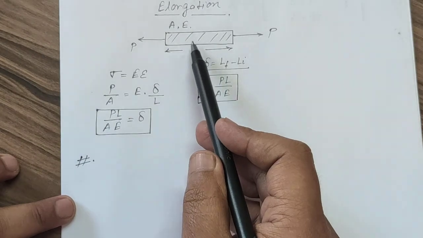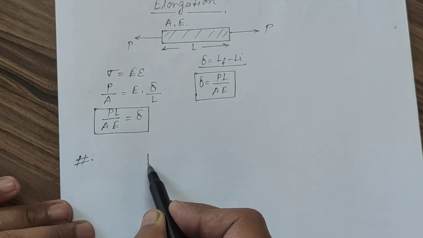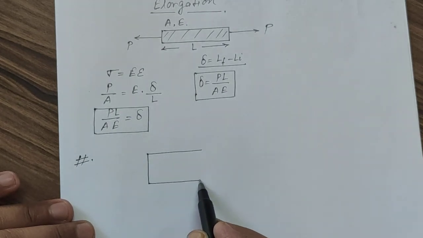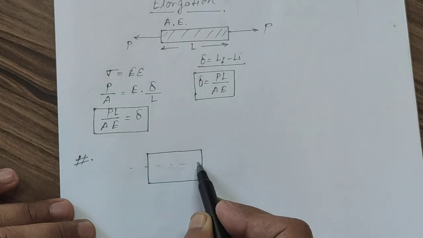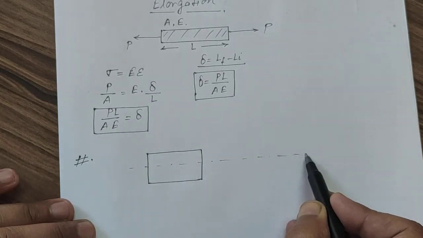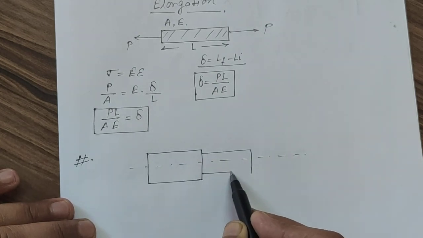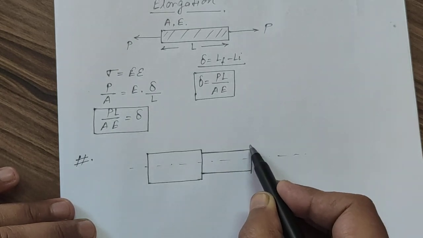The first case is when we are having a compound bar. This is the simple bar and we are having the compound bar. A compound bar can be when the members are in series, or the second case when the members are in parallel. So the first case we are discussing is where the members are in series.